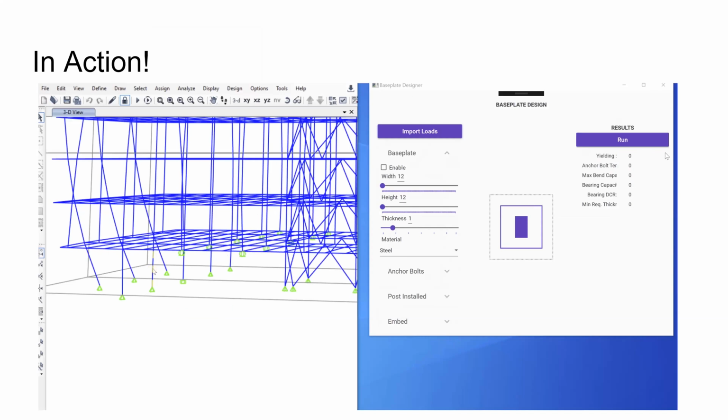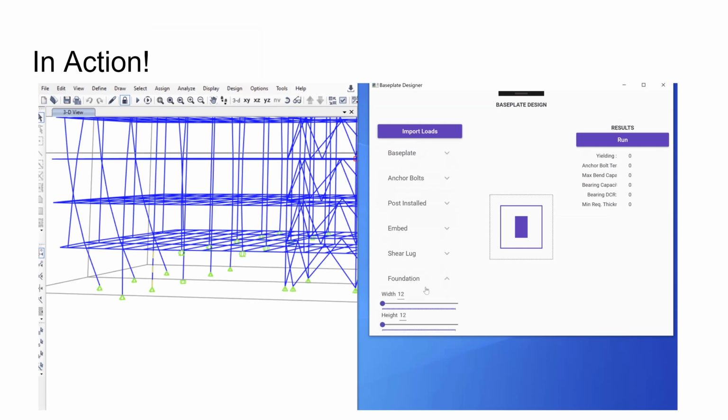So this is what it looks like in person. You see I selected a column on the left-hand side, so both windows are open at the same time. This is Amit and Dave's user interface where you're modifying the base plate geometry and the foundation geometry, and then running it in real time so that you can get some design results.